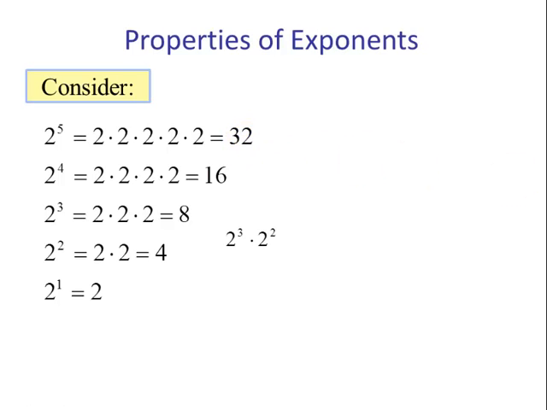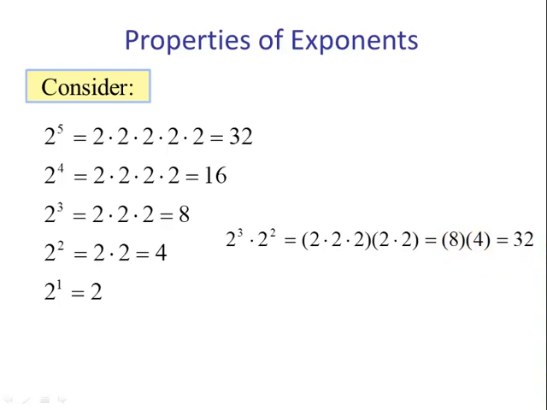So imagine we have this problem here: 2 to the 3rd times 2 to the 2nd. Another way we can look at it is that 2 to the 3rd is 2 times 2 times 2, multiplied by 2 squared, which is 2 times 2. 2 times 2 times 2 is 8. 2 times 2 is 4. 8 times 4 is 32.